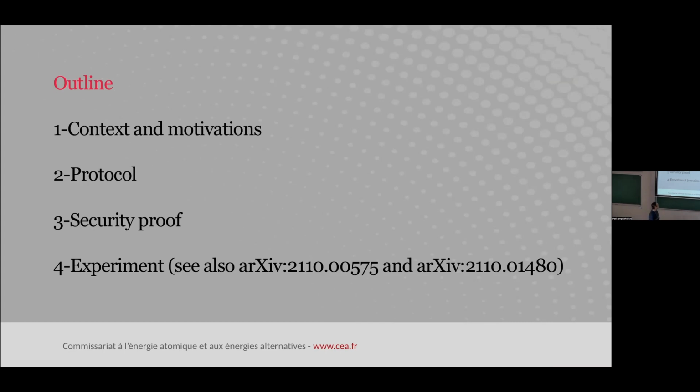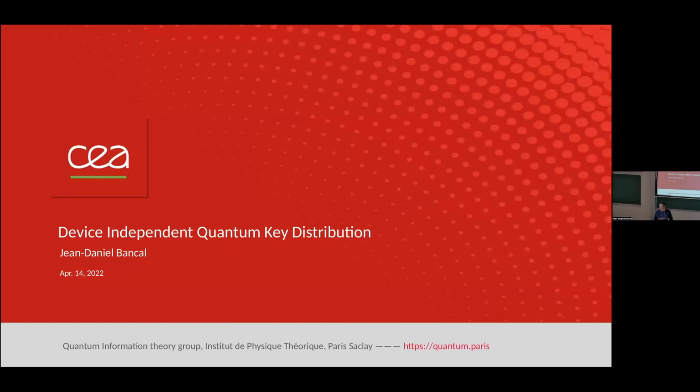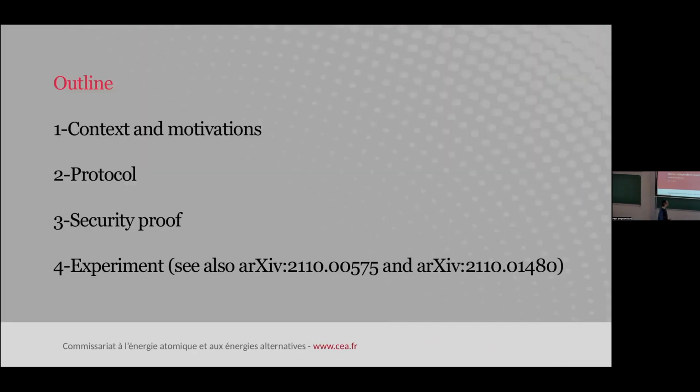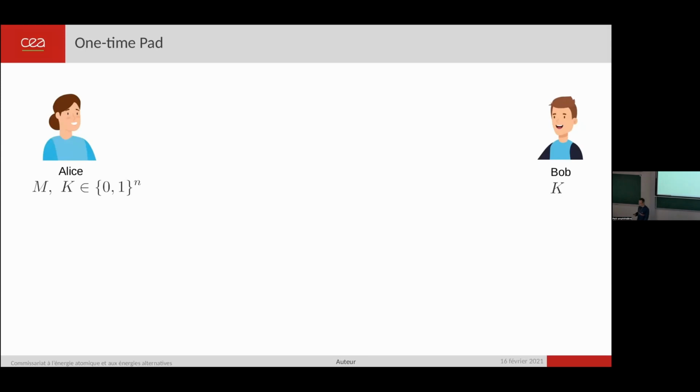And so to set the context, I'll proceed backwards from the title. So let's start with key distribution and what this is about. Well, this is actually a cryptographic task. So let's see what cryptography is about. A typical cryptographic scenario is one where we have parties or users. So here we have 2 parties, one called Alice, one called Bob.